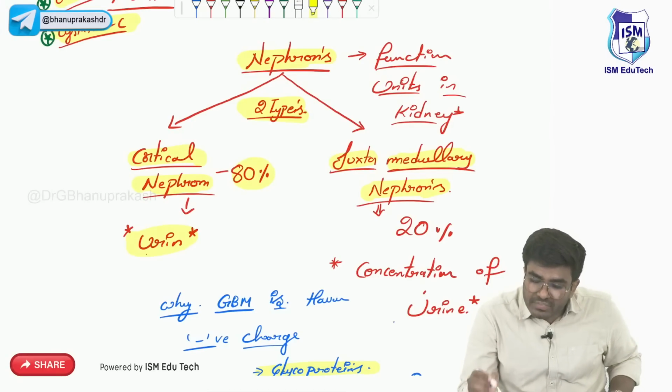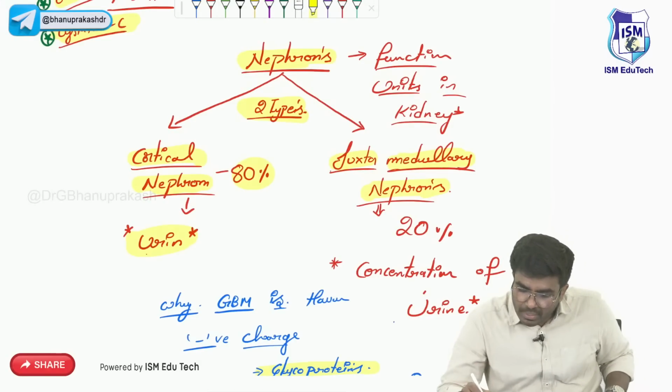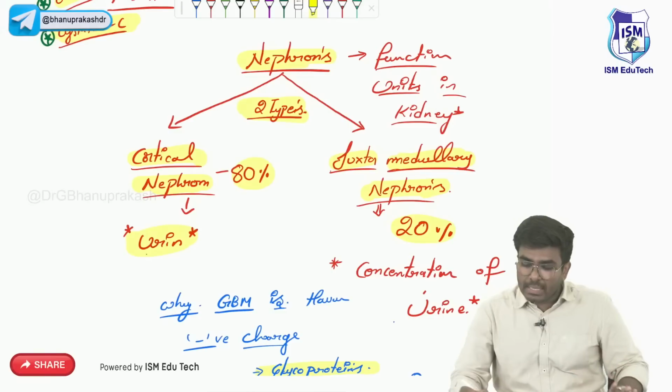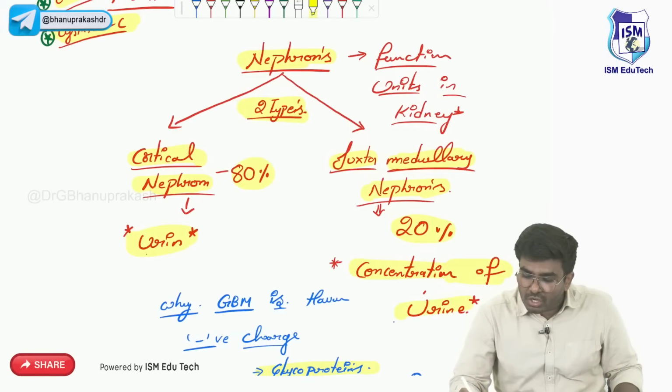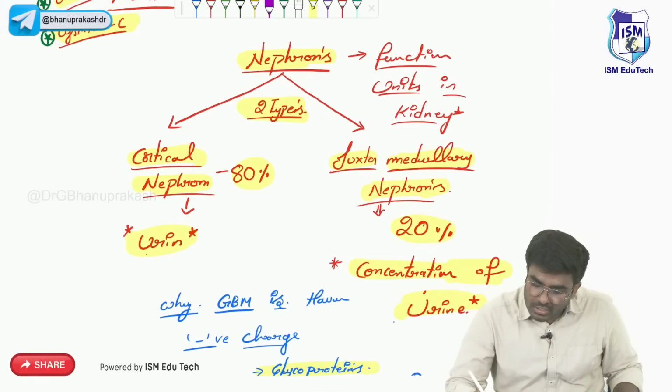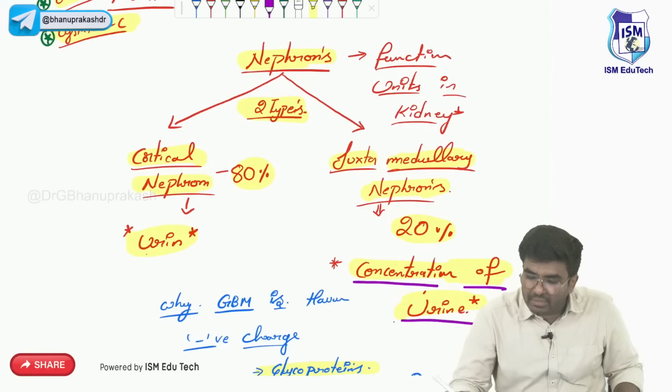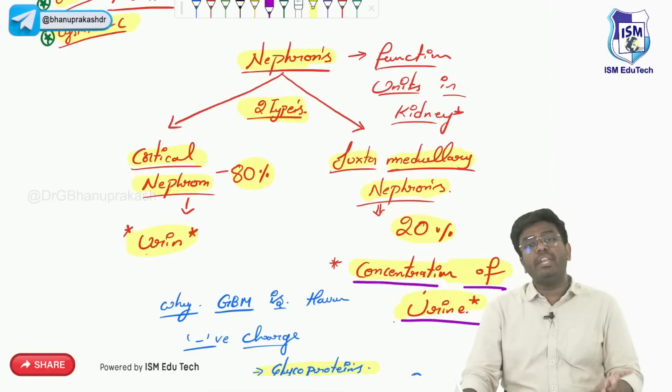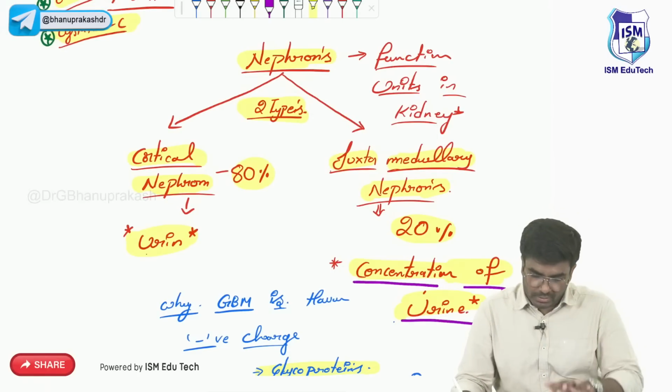But what is the importance of juxtamedullary nephrons? These juxtamedullary nephrons constitute only 20%, but they help in concentration of urine. This was the question: concentration of urine is done by which type of nephrons? Juxtamedullary nephrons. Very, very important.